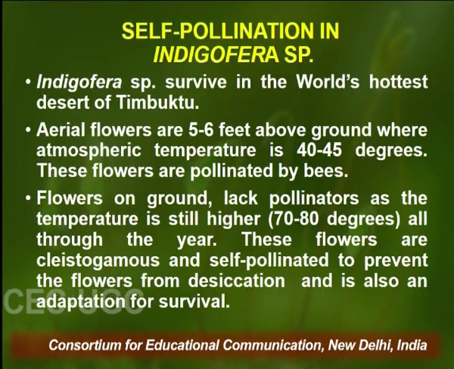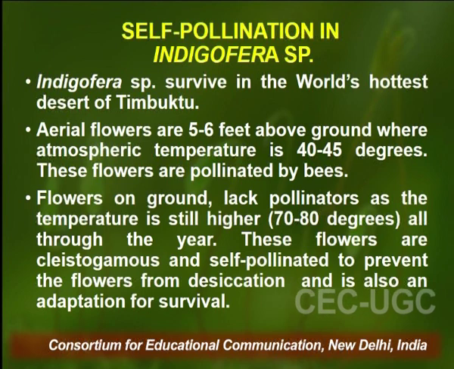Indigofera is another example of self-pollination, and this Indigofera is found in the world's hottest desert, Timbuktu. Aerial flowers are about 5 to 6 feet above ground. Above ground the atmospheric temperature is 40 to 45 degrees centigrade, and the flowers are pollinated by bees. Those flowers which are present on the ground lack pollinators, as the temperature at the ground surface can go up to even 80 degrees centigrade all through the year.